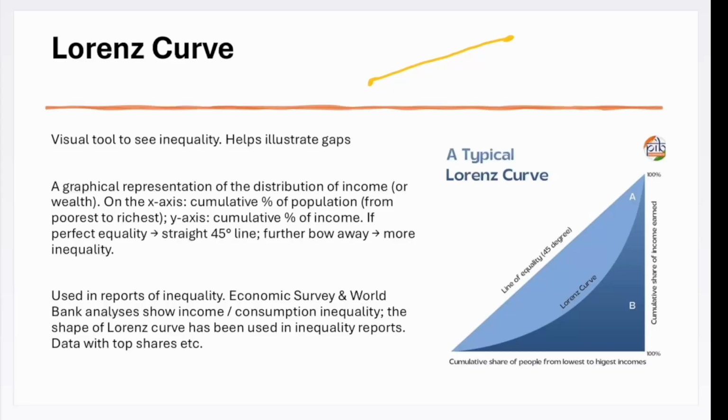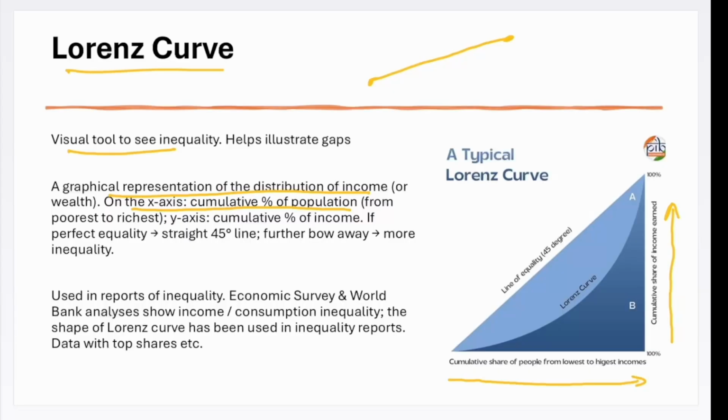A visual tool to see inequality is the Lorenz curve. The Lorenz curve is a very important curve which tells us the inequality that exists in the system. So let's go ahead and understand this. It is a graphical representation of the distribution of income. On the x-axis, the cumulative percentage of population, so it is showing the population on the x-axis. And on the y-axis, the cumulative percentage of income. So this is the population, this is the income.